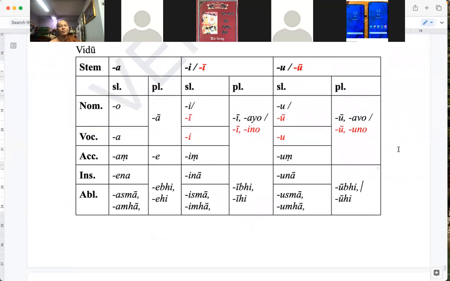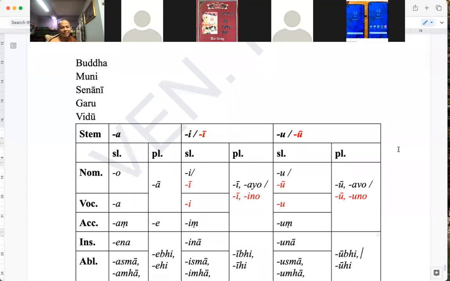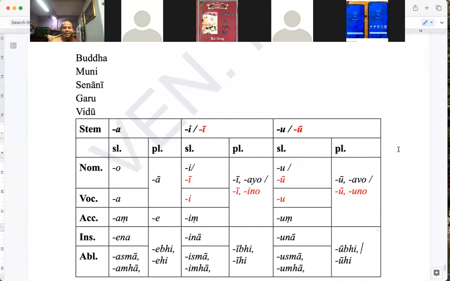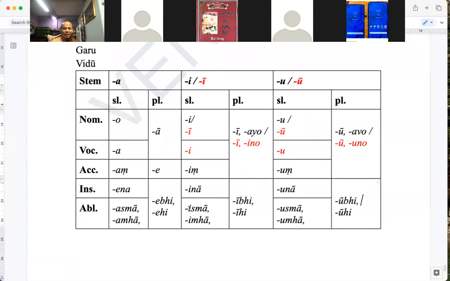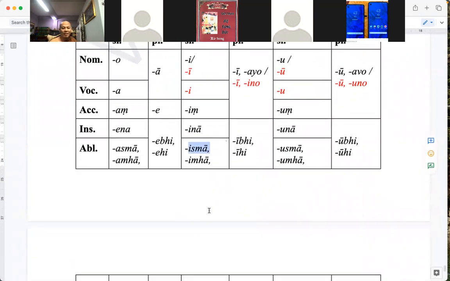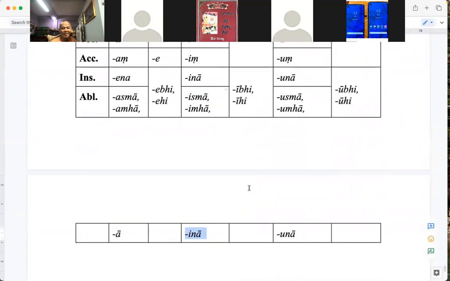Okay, and the E, Muni. Muni, Muni, Munayo, Muni, Muni, Munayo, Muning, Muni, Munayo, Munina, Munibi, Munihi, Munisma, Munimha, Munimma, Munibi, Munim. Oh, sorry, there's one more. Sorry, ablative. Munisma, Munimma, Munina, plural, Munibi, Munihi.